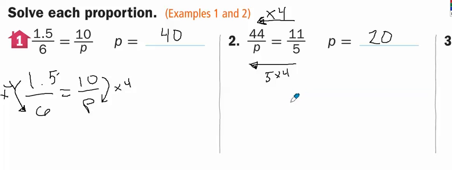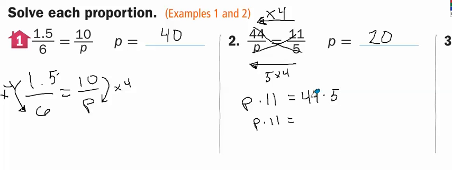Now you might be asking, yeah, but what happens if I do those fancy cross products? Well, here's what we end up with. We would say that P times 11 has to equal the same value as 44 times 5, my other cross product. Now let's do some mental math together. P times 11 equals 44 times 5.